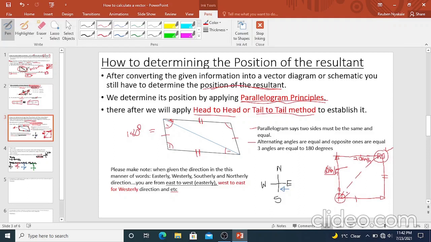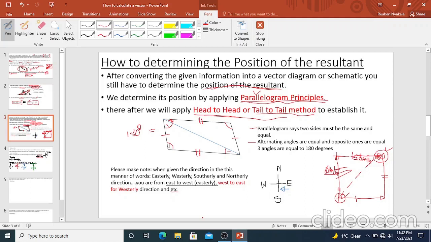Then you join the dots. That's where your resultant should be. You don't just thumb-suck it. You don't just assume that I'm having a component here and a component there, then I just have to join the dots. No, you always work out the position of your resultant. You work it out using what? Parallelogram and the head-to-head or tail-to-tail method to establish the position of the resultant.